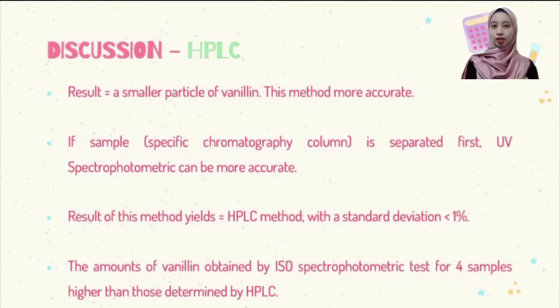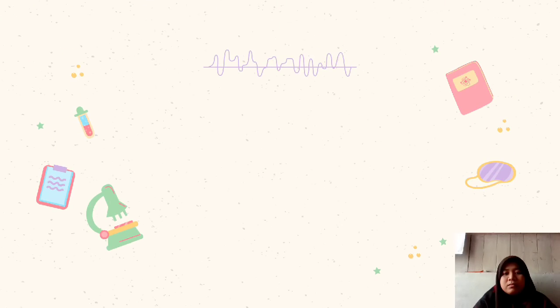This method is more accurate. If the sample is separated first with a specific chromatography column, UV spectrophotometry can be more accurate. The result of this method is equal to the HPLC method, with a standard deviation of less than 1%. The amount of vanillin obtained by the UV spectrophotometric test for 4 samples was higher than those determined by HPLC.